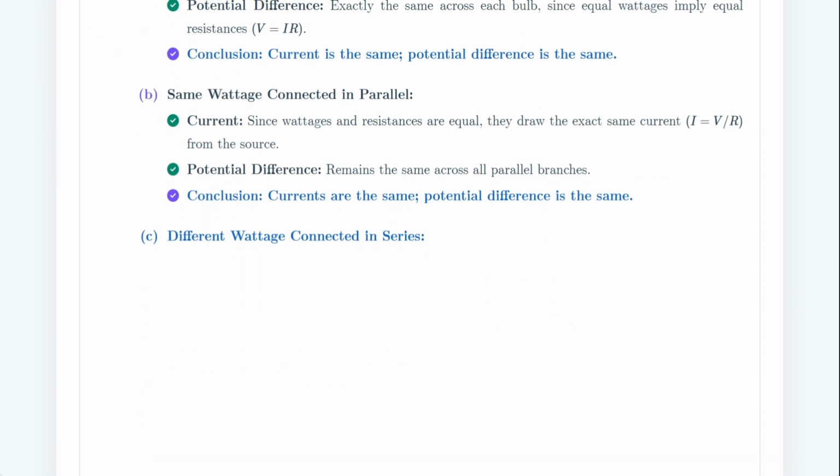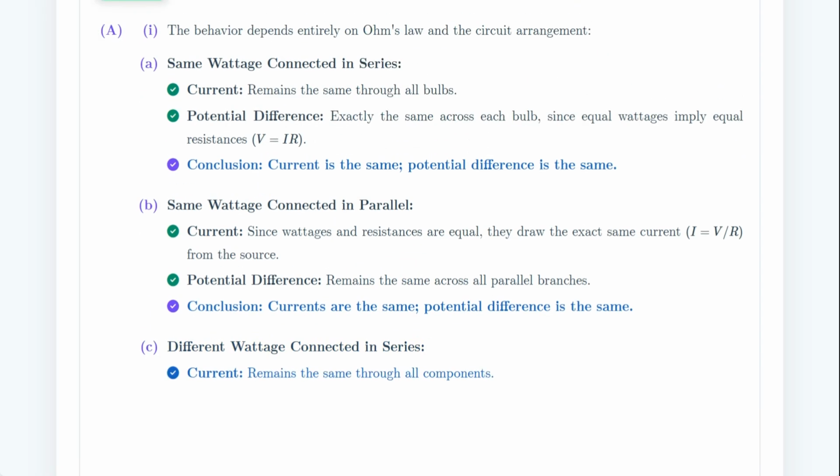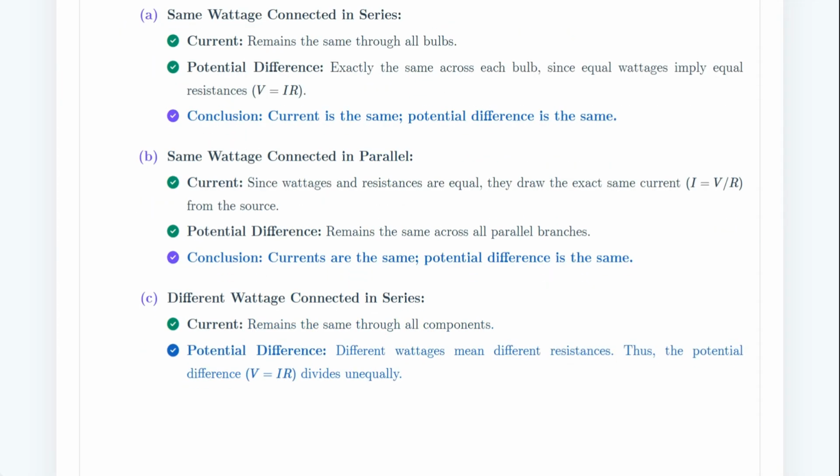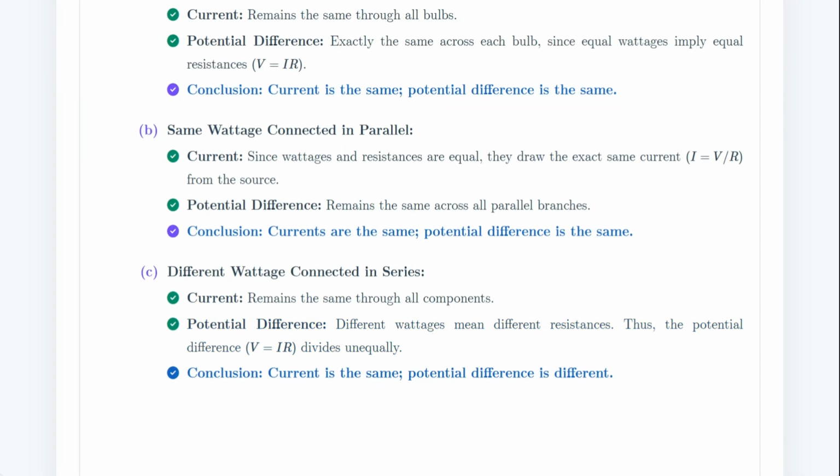Next, for different wattage bulbs in series, the current is still the same. But different wattages mean different resistances, so the potential difference divides unequally. Conclusion: current is the same, potential difference is different.